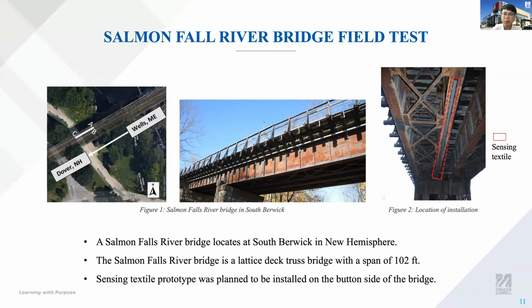After we had the experience with the pedestrian bridge, we started to do further research on bridge monitoring. The Salmon Fall River Bridge is located in New Hampshire, and we have trains passing by the bridge. We installed the sensing textile at the bottom side of the bridge, where the red box indicates the sensors located in Figure 2.